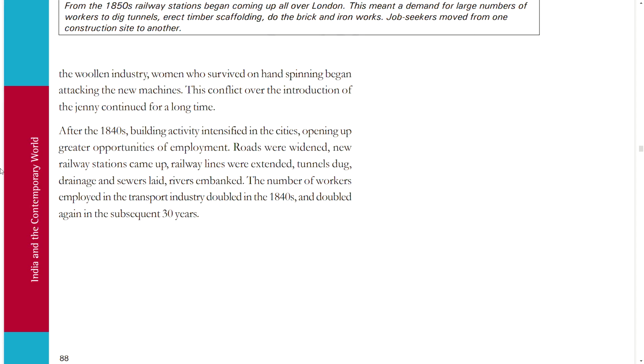Roads were widened, new railway stations came up, railway lines were extended. Tunnels dug, drainage and sewers laid, rivers embanked. The number of workers employed in the transport industry doubled in the 1840s and doubled again in the subsequent 30 years.